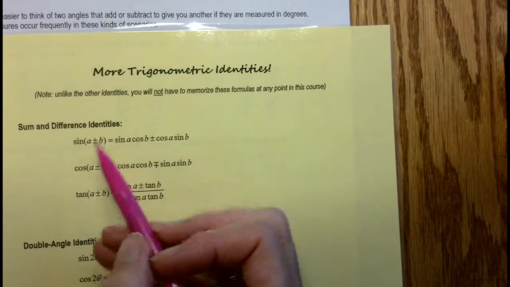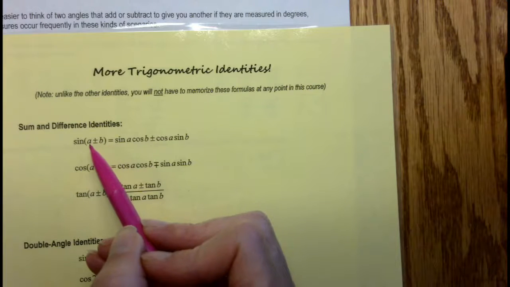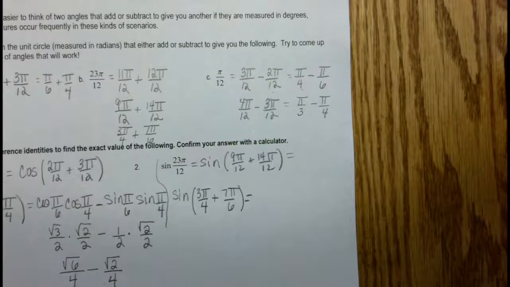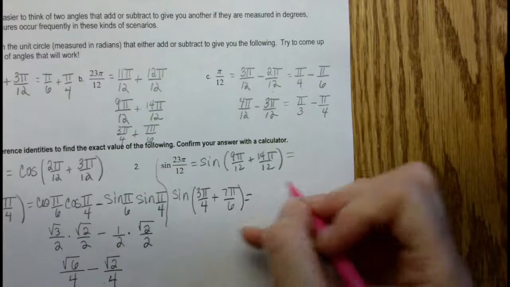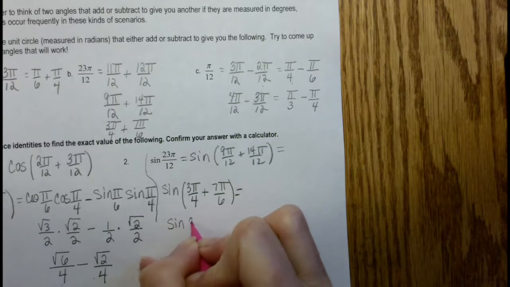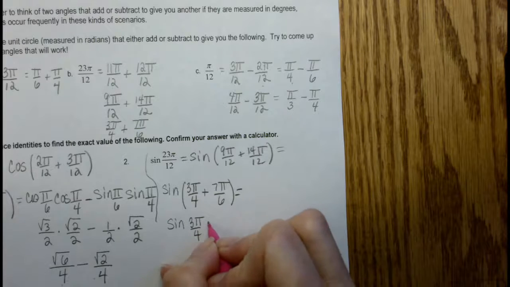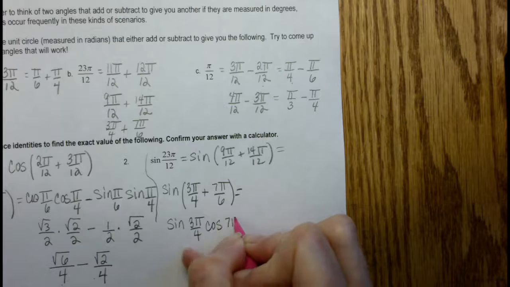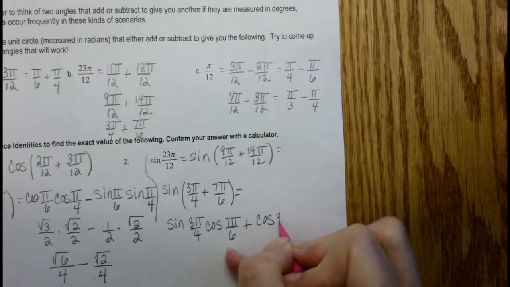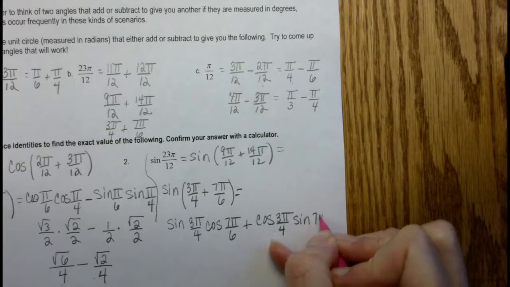We're going to be using this first one. Sine of A plus B. So notice that the plus is on top and the plus is on top. So we're going to be adding these together. So this is going to be, I hope I have enough space. I don't think so. I'm going to write underneath it. Sine of 3 pi over 4 cosine of 7 pi over 6 plus cosine of 3 pi over 4 sine of 7 pi over 6.